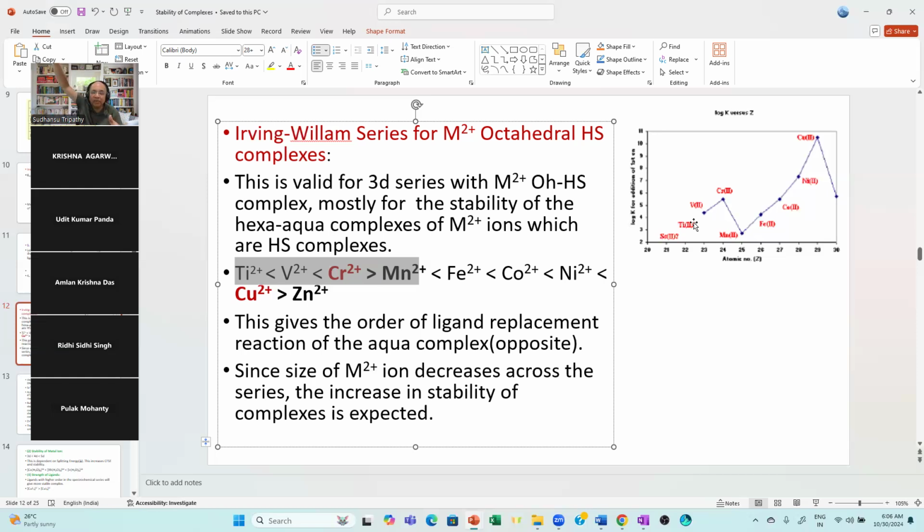There must be an increasing trend because size is decreasing. But nickel should be at the top. Then it should decrease in copper and zinc. But ironically, copper 2 plus is the highest in the plus 2 metal ion, 3d plus 2 metal ion, aqua complex, high spin complex, any high spin complex. The most stable one is copper 2 plus. I was harping on this point again and again that copper 2 plus is D9 that has got a severe Jahn-Teller distortion effect, JTD effect.